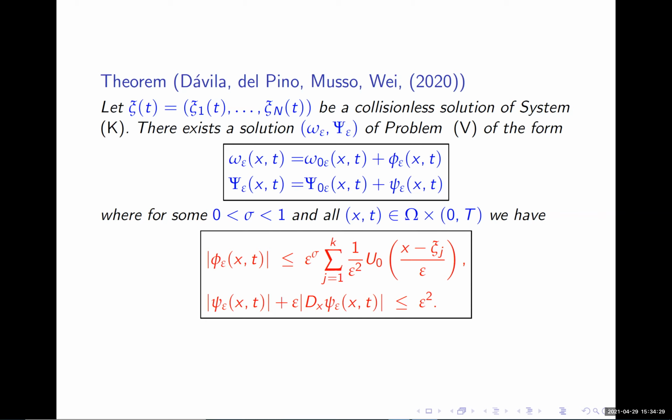You have a small k there. Is that small k a capital N? This is the number of spikes. Yeah, this should be capital N. Yeah, thank you. So this is the number of vortices. Yeah, capital N.